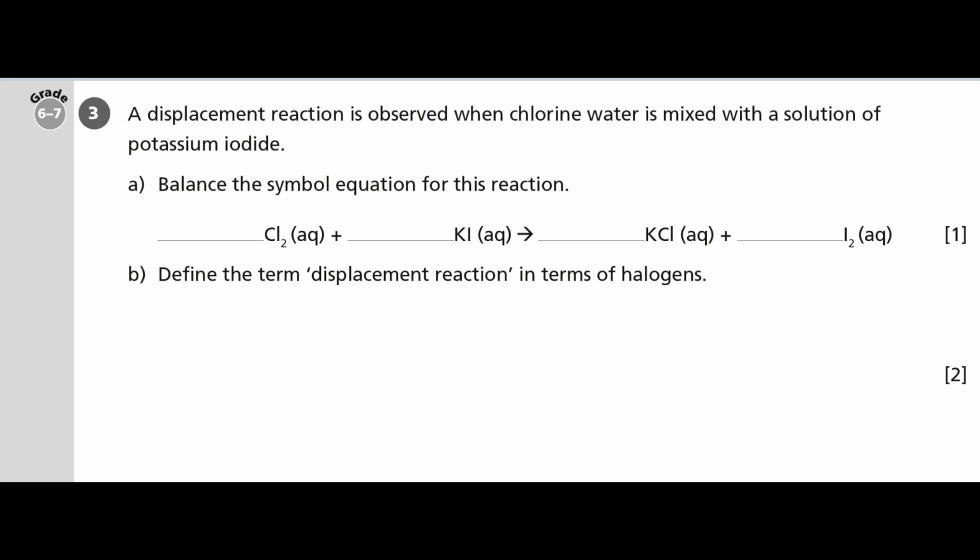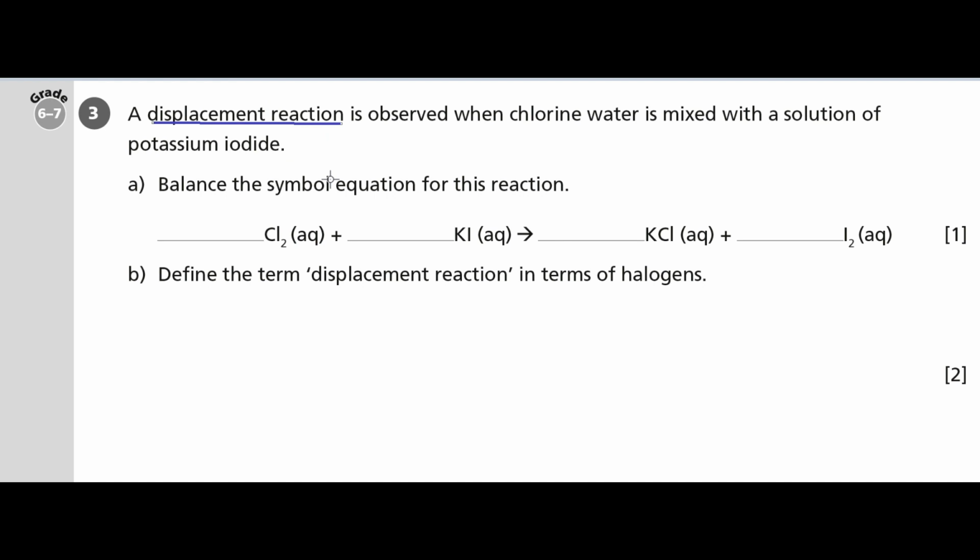Let's read the question together. A displacement reaction is observed when chlorine water is mixed with a solution of potassium iodide. So what information have the examiners given us? They've told us that this is a displacement reaction.